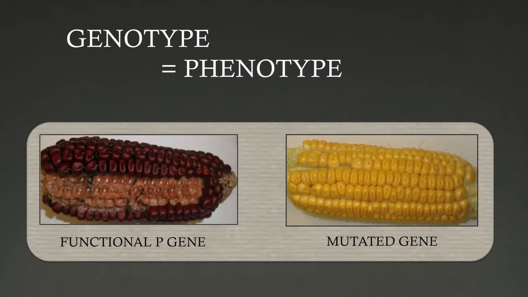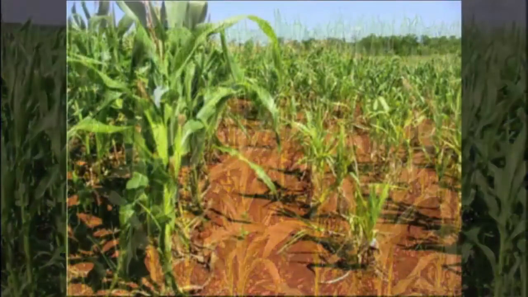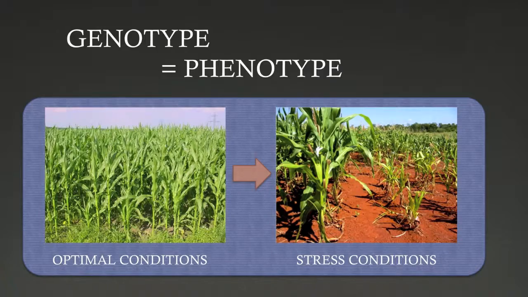For example, corn with a mutated copy of the P gene loses its color and starts looking more like the yellow corn we buy in stores today. Other phenotypes caused by genetic changes can be more subtle or specific to a particular condition. In many cases, genetically modified organisms may look identical under normal conditions, but show clear advantages under specific stress conditions.